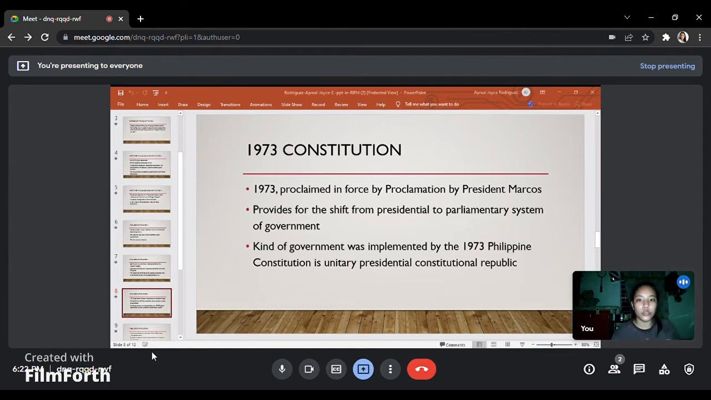1973 Constitution. The draft was presented to President Marcos by the 1971 Constitutional Convention on December 1, 1972, deemed ratified by citizen assemblies held from January 10 to 15, 1973, and proclaimed in force by President Marcos on January 17, 1973. It provides for the shift from a presidential to a parliamentary system of government.